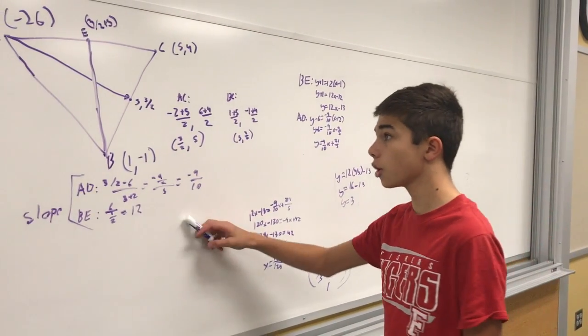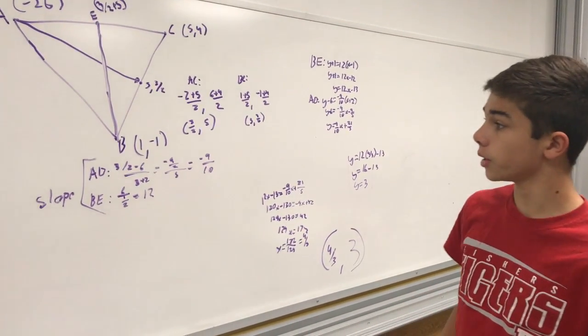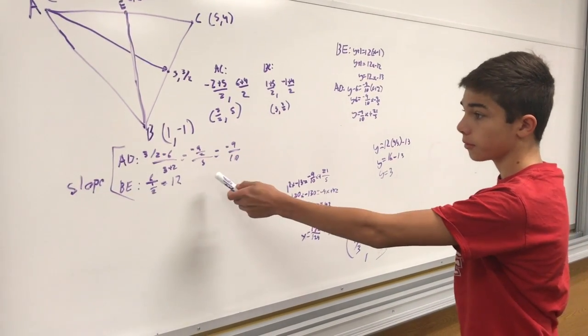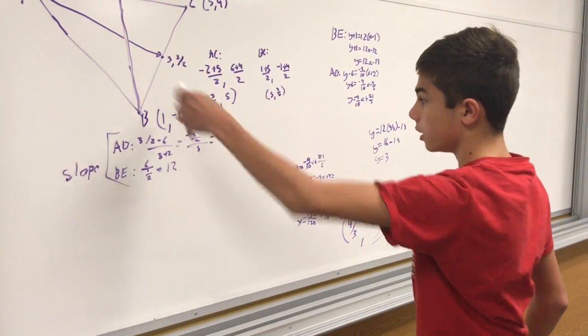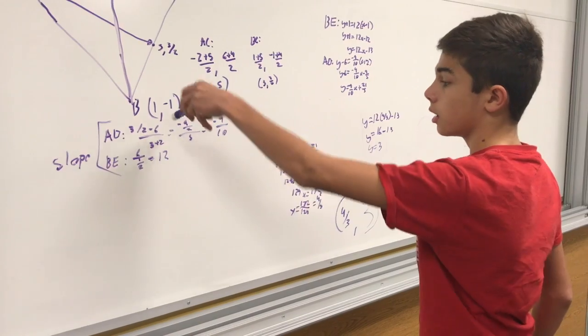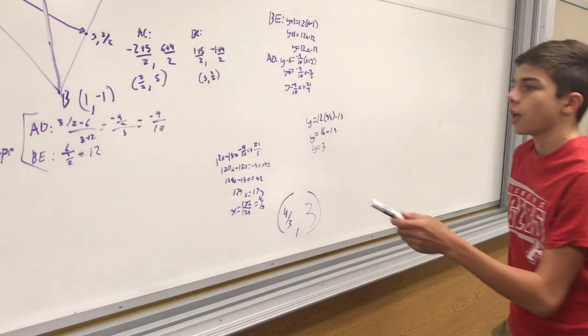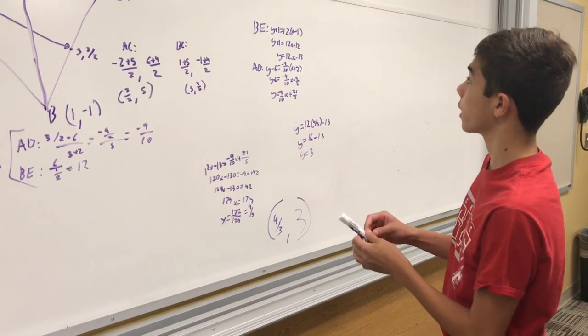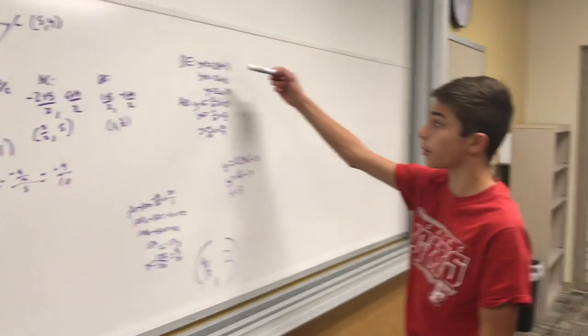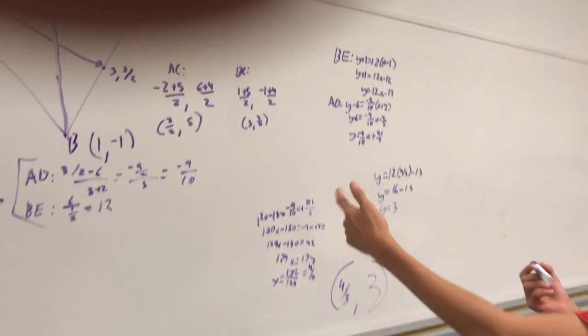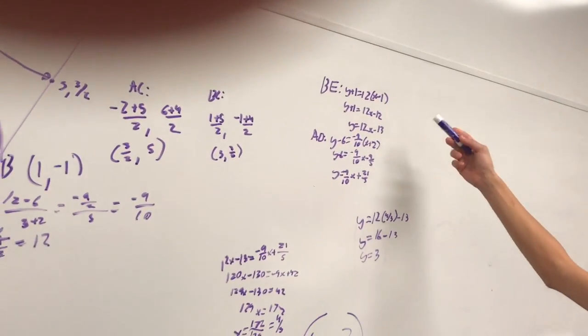But then we had to find the slope of those lines. So we just found the slope of what we named AD, and that was negative 9/10, and BE, which is 12. And then after finding the slopes, we had to find the lines. So we did that by plugging the slopes and the points into point slope form.